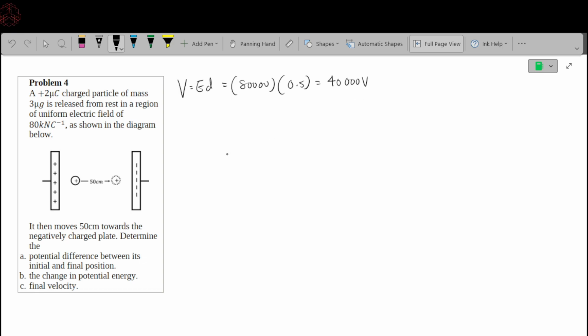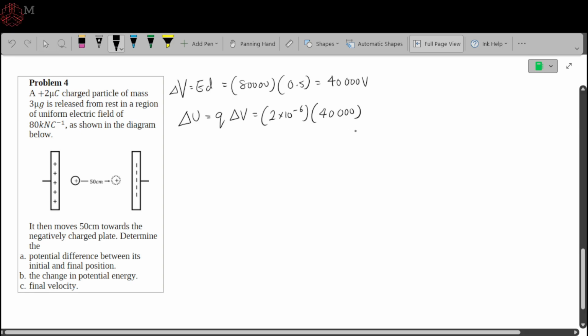And then the change in potential energy. If I were to find the change in potential energy, delta U, all I need to do is to multiply the charge with the potential difference. We are given the charge, which is 2 times 10 power of negative 6, and the potential difference is 40,000 volts. If that is the case, then the change in potential energy is 0.08 joules.